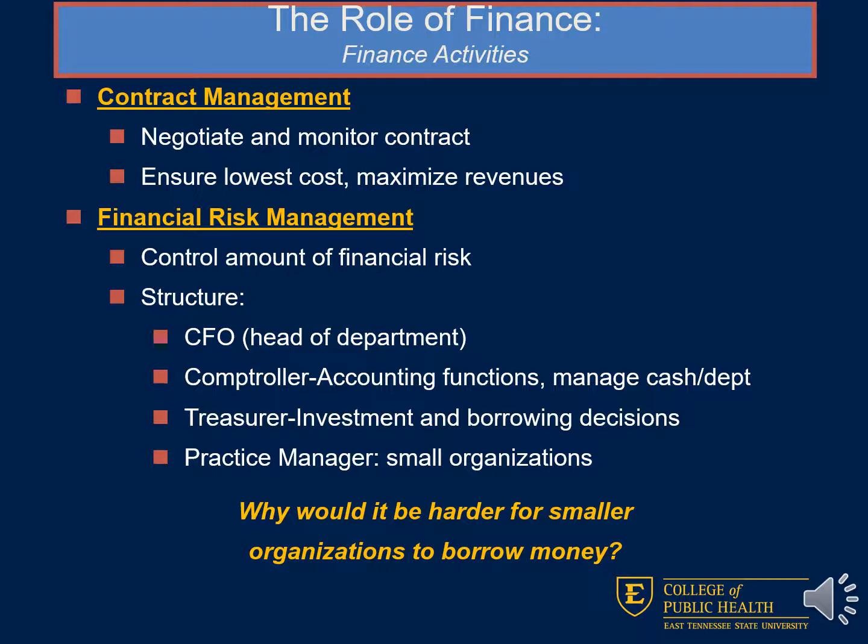So if you think about a large multi-facility organization, they have a lot of assets that they can leverage or put up as collateral for borrowing this money, whereas smaller organizations don't necessarily have all of those assets that they can put up.